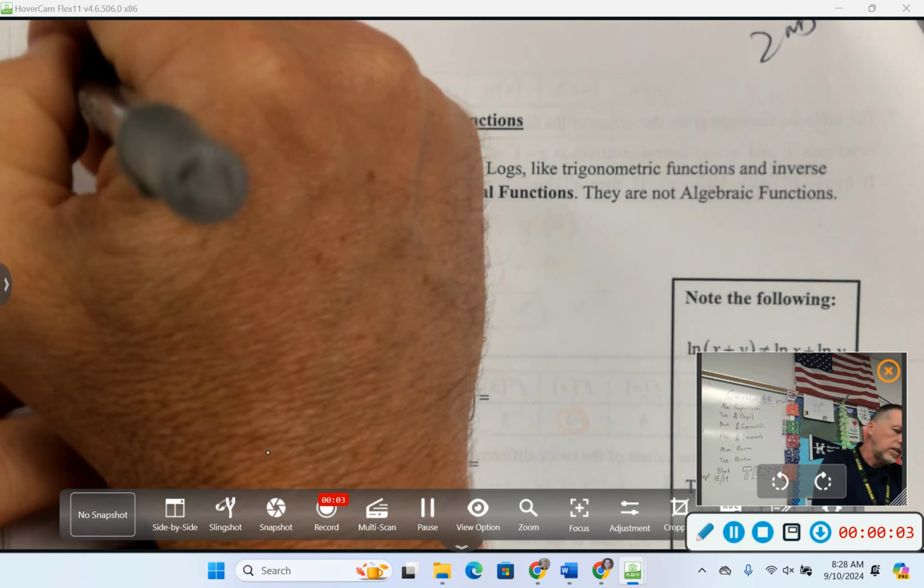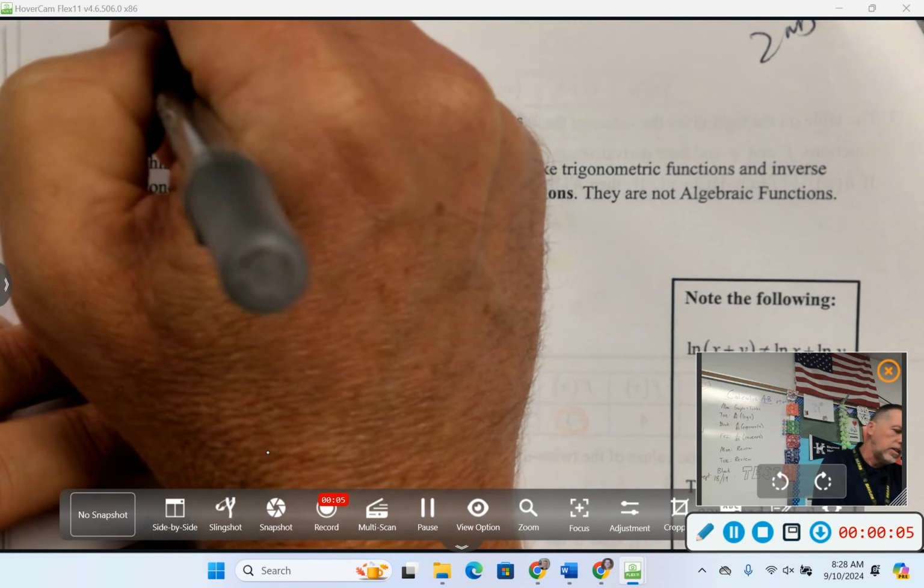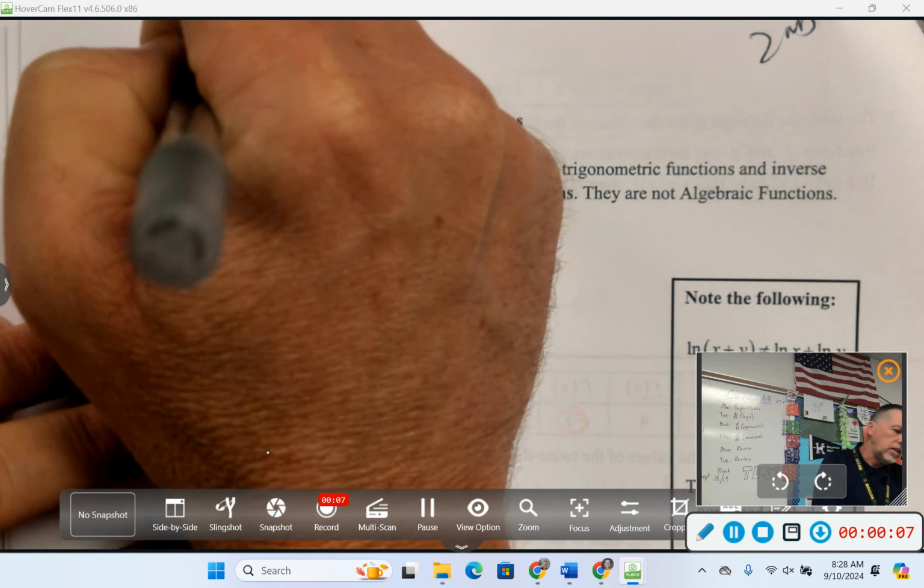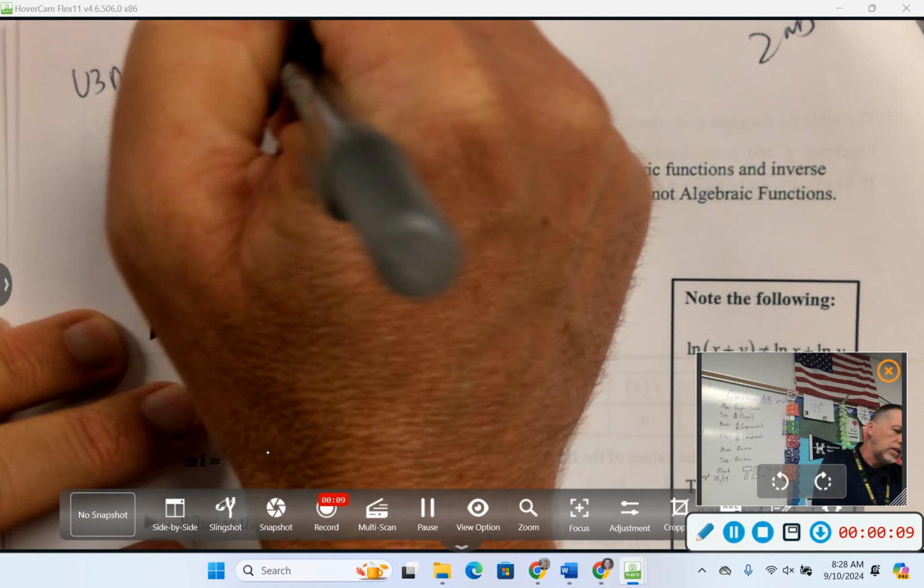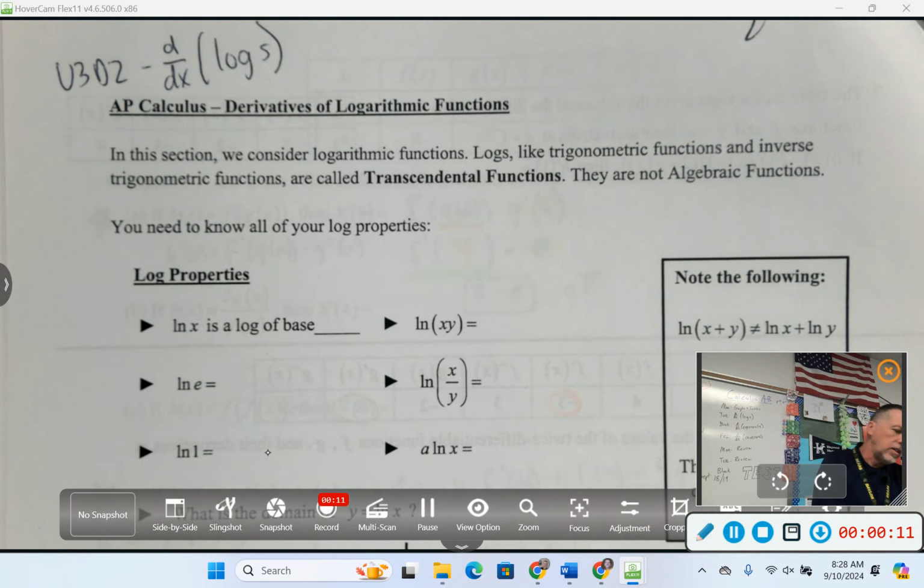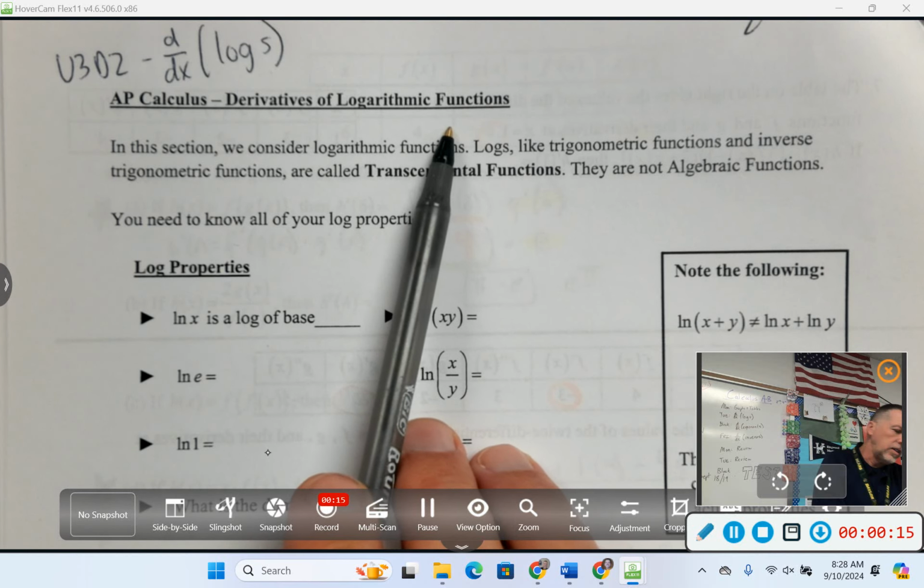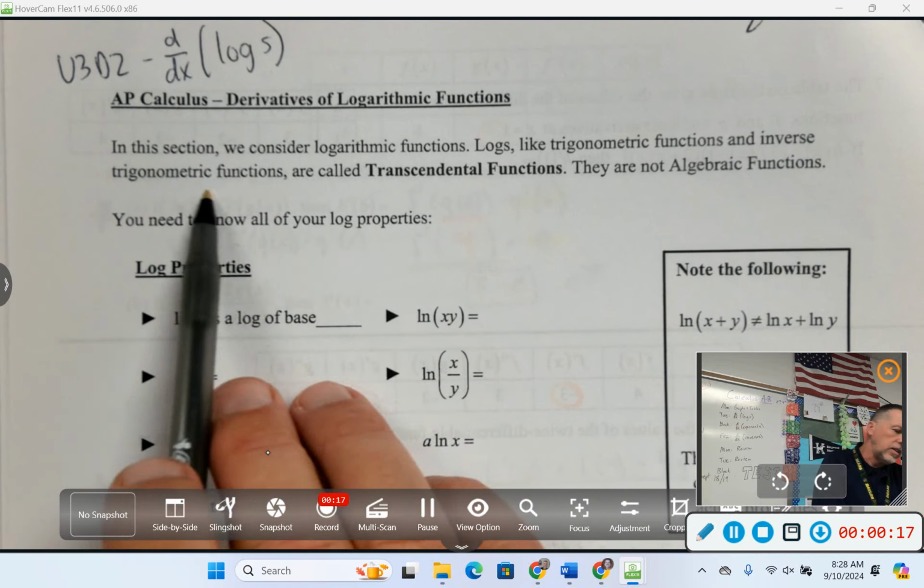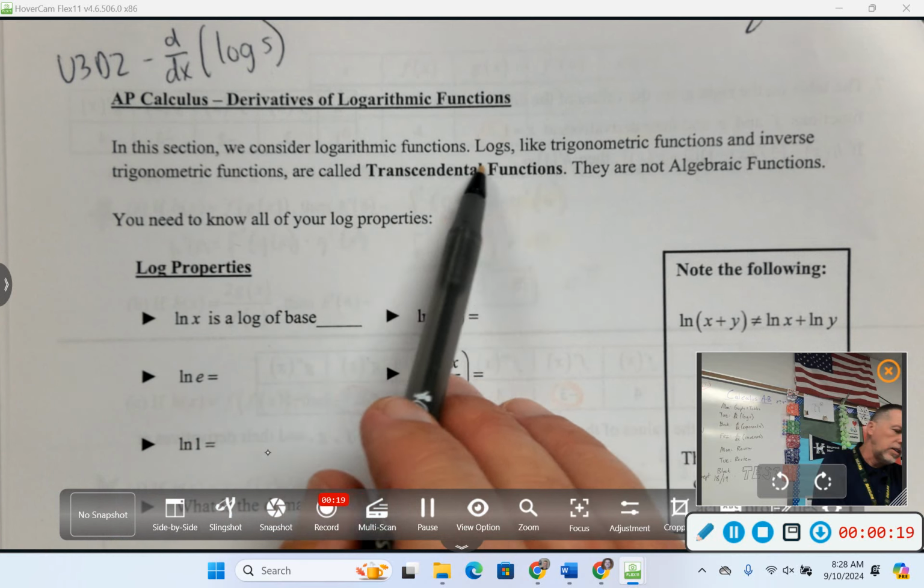So this is still Unit 3, Day 2. We want to find the derivative of logs. That's the shorthand version of today: derivatives of logarithmic functions. Alright, in this section we consider logarithmic functions.